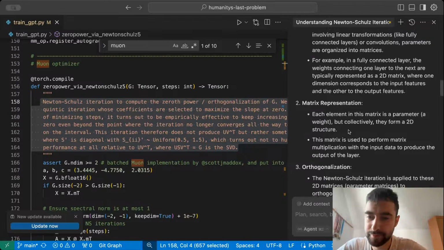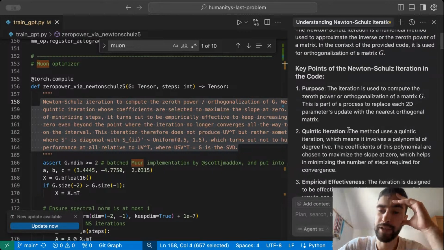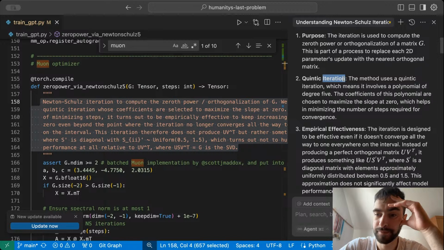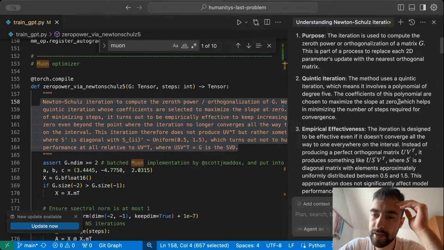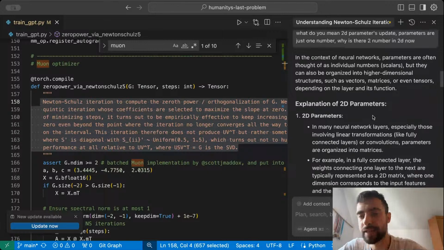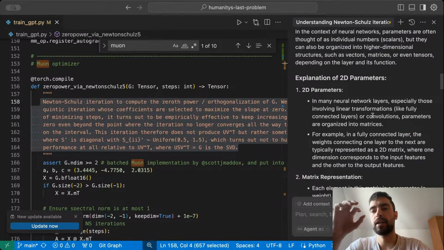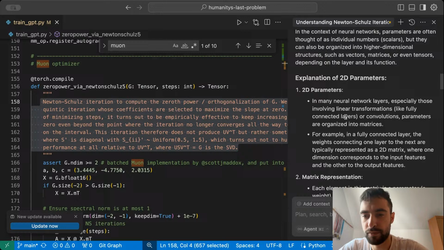Okay, where were we? Let me go here. Quintic iteration. The method uses a quintic iteration, which means it involves a polynomial of degree 5. The coefficients of this polynomial are chosen to maximize the slope at 0, which helps in minimizing the number of steps required for convergence. Again, I don't get this one. So I know that it's trying to converge the matrix transformation function and the polynomial transformation function of that matrix. So to make the polynomial the same.